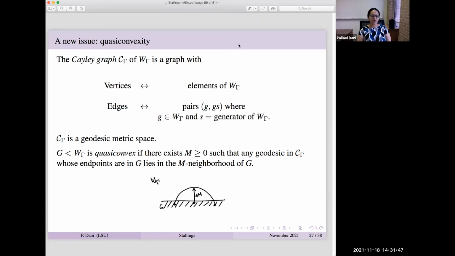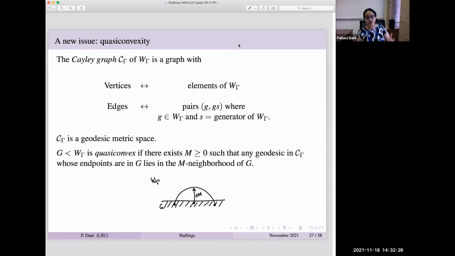So quasi-convexity is just a quasification of the notion of convexity, right? In geometry, a set is convex if the geodesic between any two points lies within the set. Quasi-convex means the geodesic between two points is close to the set. So there's some uniform constant such that any geodesic between a pair of points has to be within that uniformly bounded neighborhood of the set. So that's what it means to be quasi-convex.